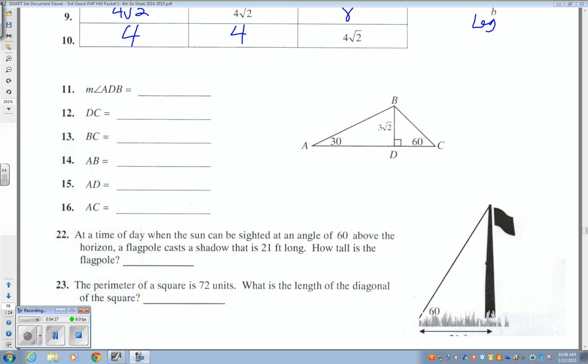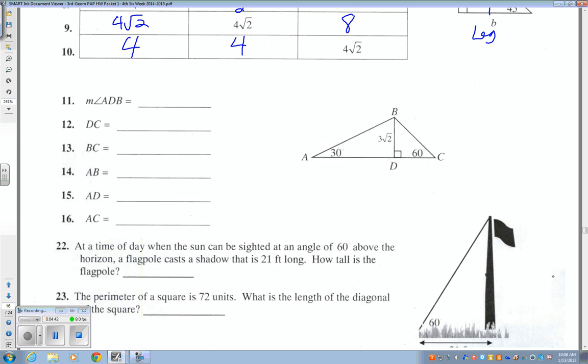Okay, the first one I want to talk about, because you're going to have some multi-step problems, and that's going to be like 11 through 16. We're going to walk through this. First, 11 wants you to find the measure of angle ADB. So if I go from A to DB, what's the measure of that angle? 90. So we're going to put 90. Now they want us to find the measure of DC. DC is right here. So in order for me to find that, I'm going to highlight the right triangle DBC. I'm going to look at that triangle first.